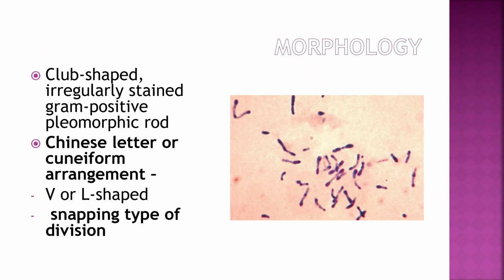So morphology of Corynebacteria: they are club-shaped, irregularly stained, gram-positive pleomorphic rods. Usually the arrangement is in V or L form, and it is also called Chinese letter or cuneiform arrangement. This is because the bacterial division takes place but the daughter cells are not separated, and they remain at an acute angle, that is V and L shape. It is also called snapping type of division.